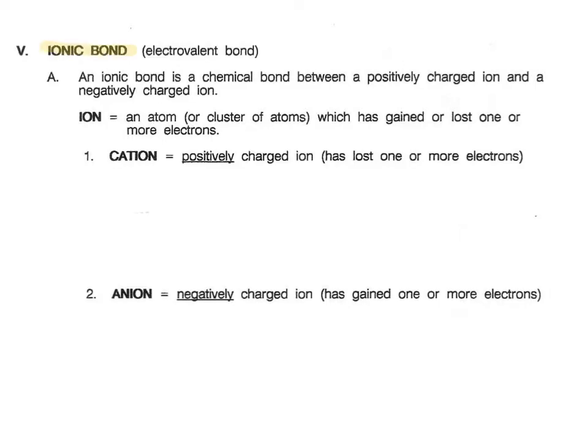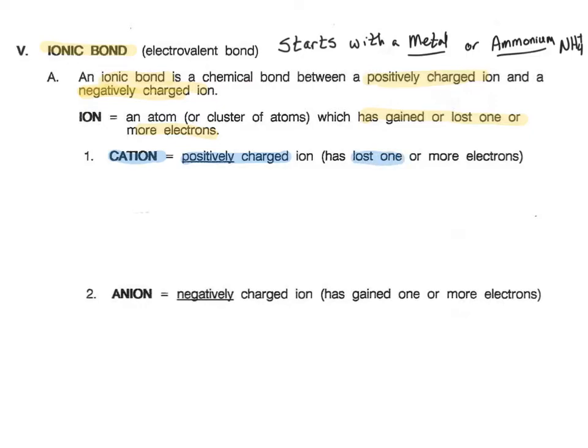For this class, we identify the ionic bonds by starting with either a metal or ammonium. So remember, ionic bonds are where one gives away its electrons, the other one takes electrons. So an ion is anything with a charge on it, where it's gaining or losing electrons. We have something called a cation. Cations are positively charged ions. That means they've lost one electron or more.